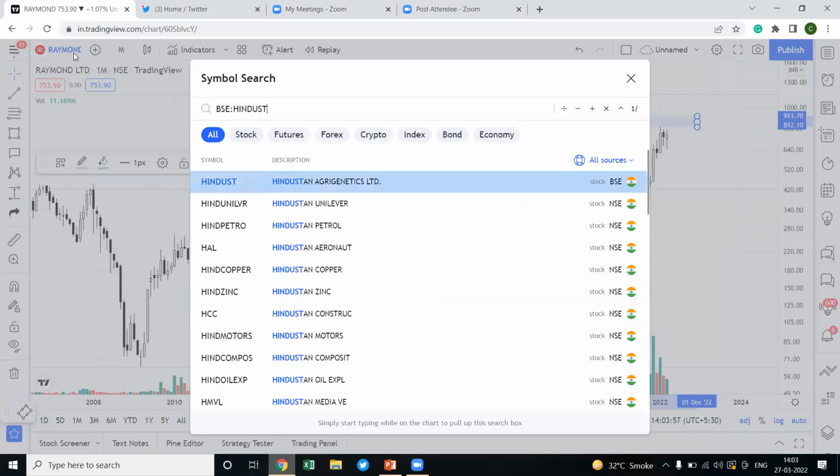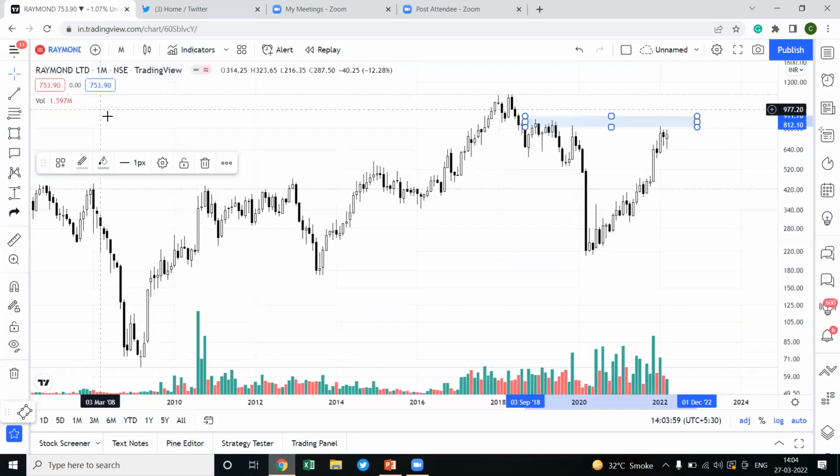We covered Hindustan Copper. Sorry, one question: how do we know there is supply at 800? How do we understand that? Sorry, can you repeat your question? Yeah, I'm asking how do we understand there is overhead supply at the 800 levels?